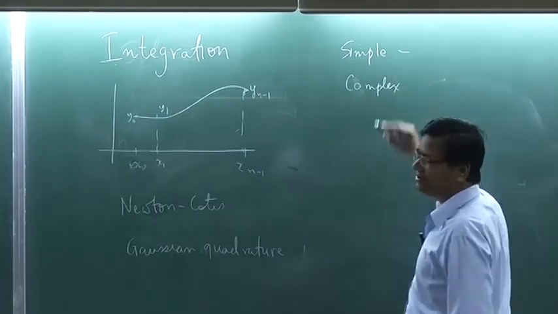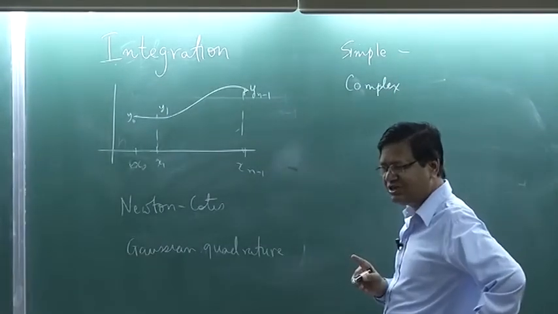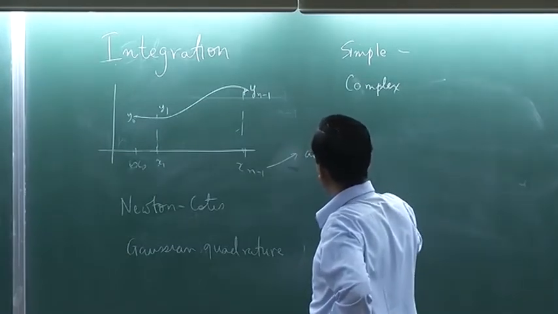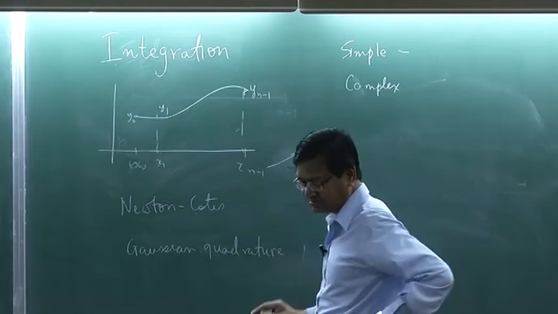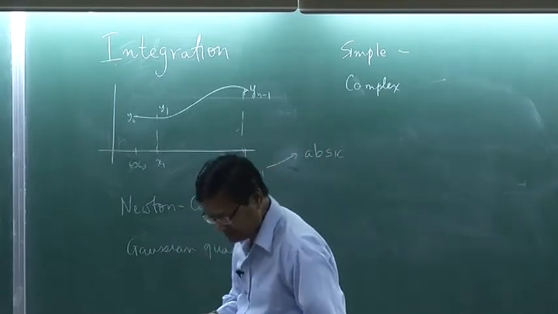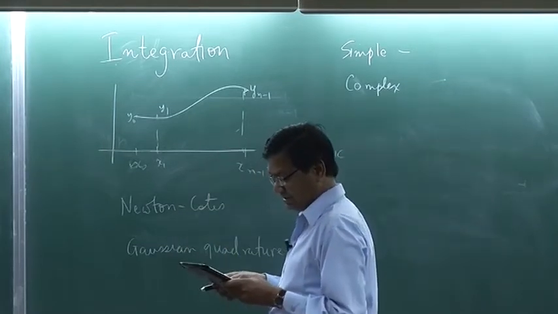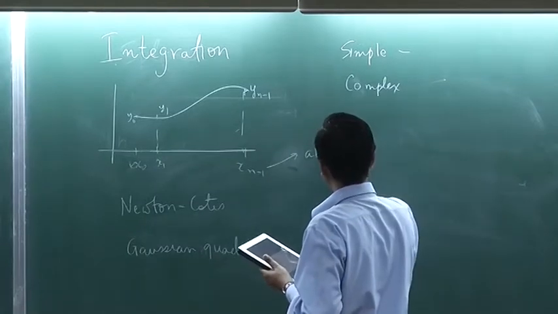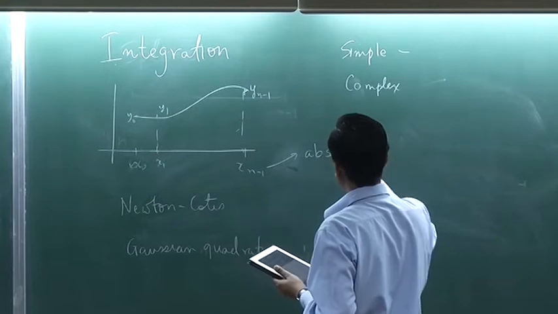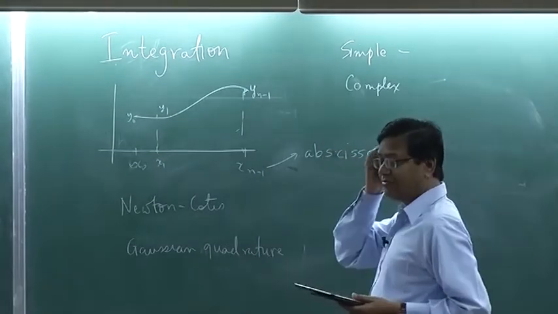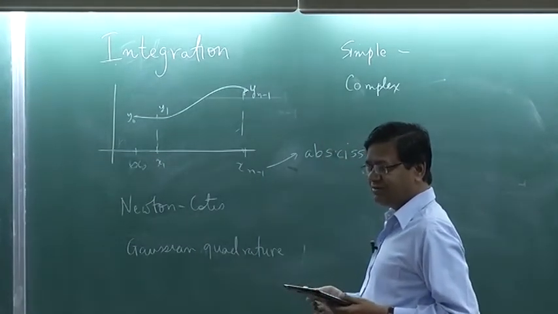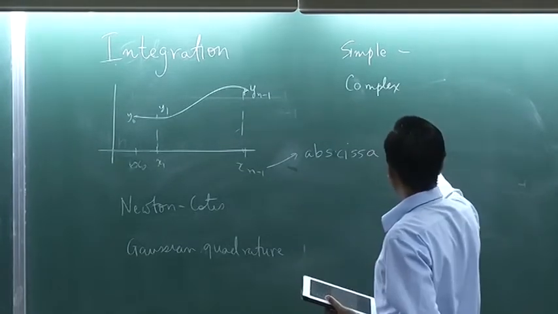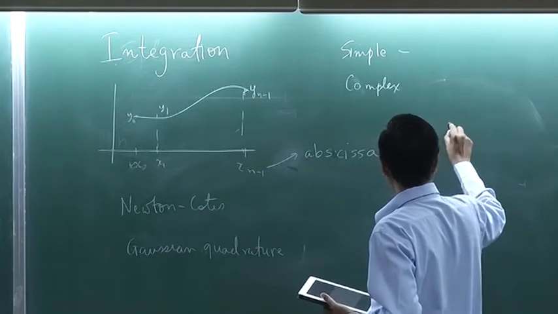So in simple method, okay, there is some notation here. So xi's are called abscissa. Abscissa, spelling: a-b-s-c-i-s-s-a, okay, abscissa. Now I am going to approximate the integral. So we have finally the formula, whatever derivation you do, the formula for the integral.